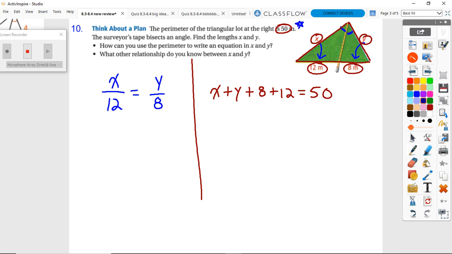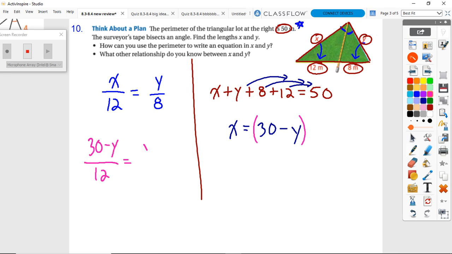I'll take a look at the equation on the right here, and I want to isolate x. Just subtract 8, subtract 12, subtract y. Get everything to the other side. That leaves me with 30 minus y. Now you have a variable isolated, so you can plug that into the other equation for x. So 30 minus y is to 12 as y is to 8. Everywhere you see an x in the other equation, you substitute it.